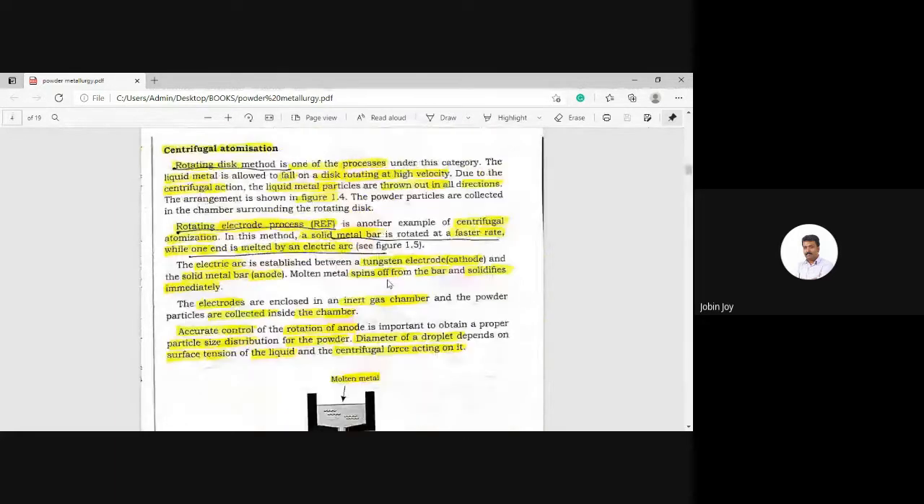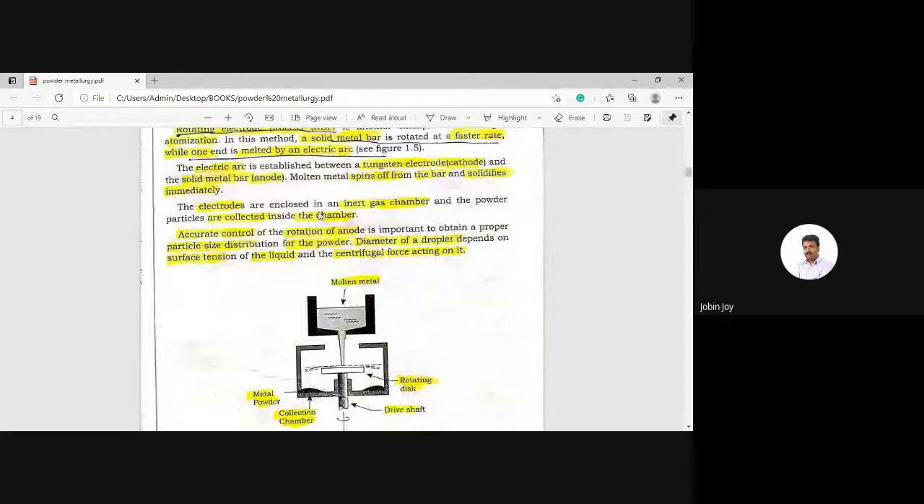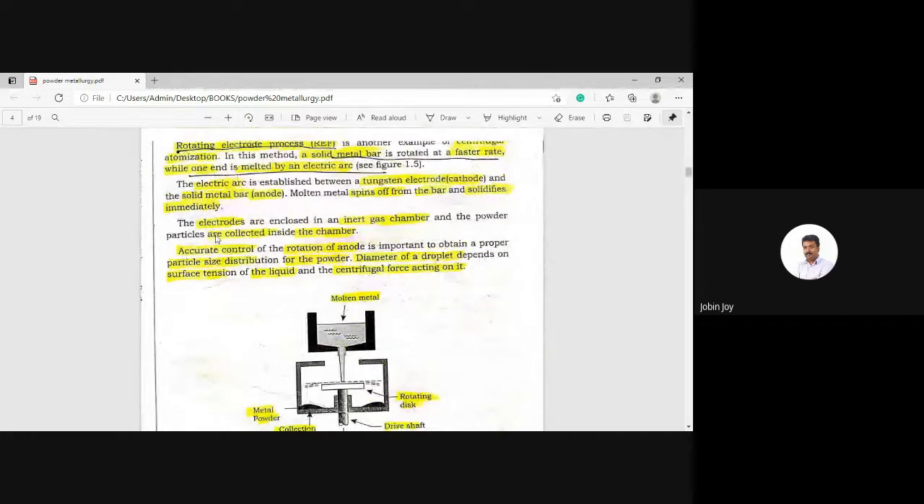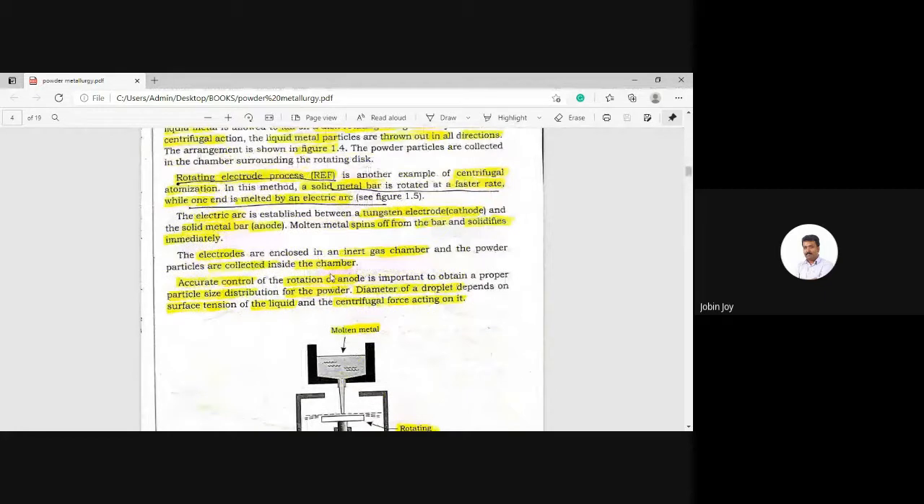Molten metal spins off from the solid metal bar, that is the anode, and solidifies immediately. Both this tungsten electrode and the solid metal bar are enclosed in an inert gas chamber, and the powder particles are collected inside the chamber.